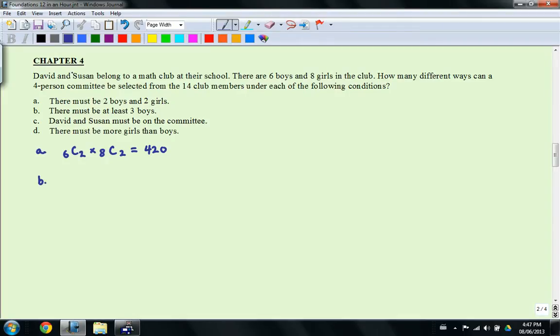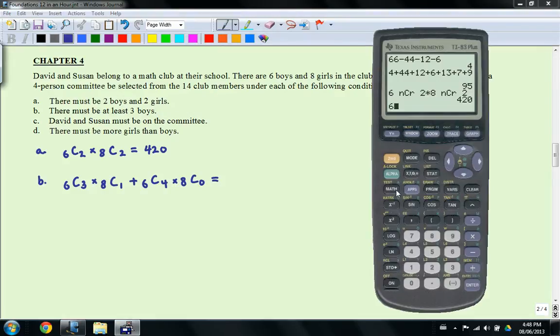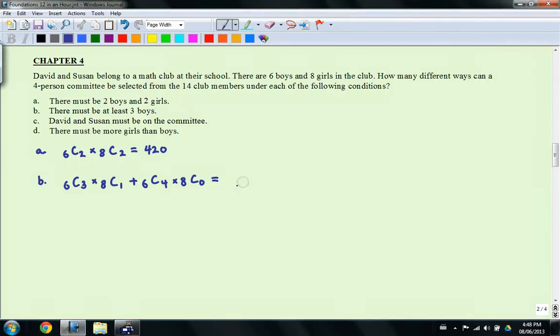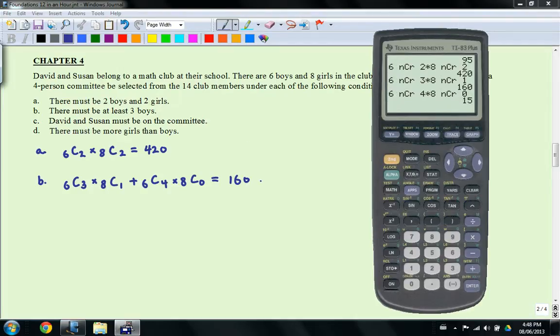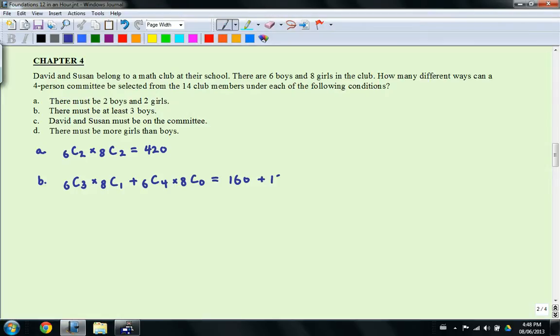Second part, there must be at least 3 boys. If there must be at least 3 boys, then we have either the scenario where we go 6 choose 3 times 8 choose 1, and then the scenario where we have 6 choose 4 times 8 choose 0. Okay. So again, you go back to your calculator. 6 choose 3 times 8 choose 1. That's going to be 160. And the second one is going to be 6 choose 4 times 8 choose 0. So that's going to be 15. So that's 175.